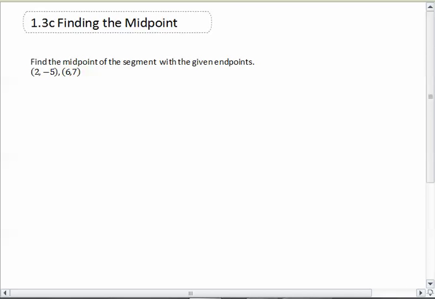Okay, we're going to take a look at finding the midpoint of a segment given the endpoints. That's all we're going to have is the endpoints. We'll find the midpoint. Let's start off by just looking at some intuitive steps.